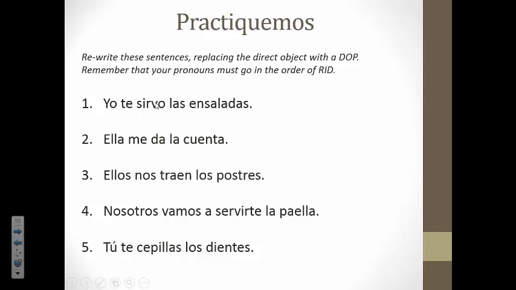This says, I serve the salads to you. I want to replace the salads with a DOP, so that my sentence will read, I serve them to you. Take a second, see if you can do that. Okay, your answer should read, yo te las sirvo. Okay, please pause me, work on 2 through 5, replace the direct object with a DOP, and then put it in the right area.